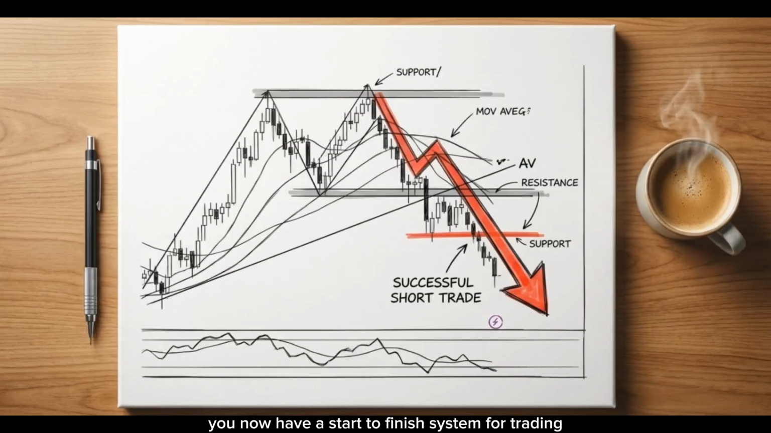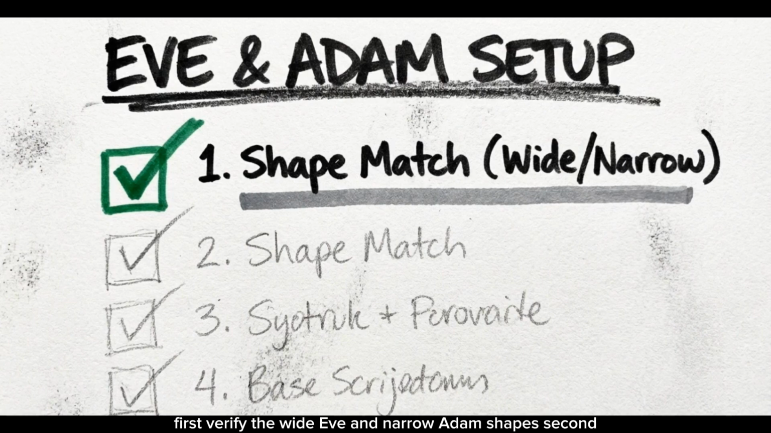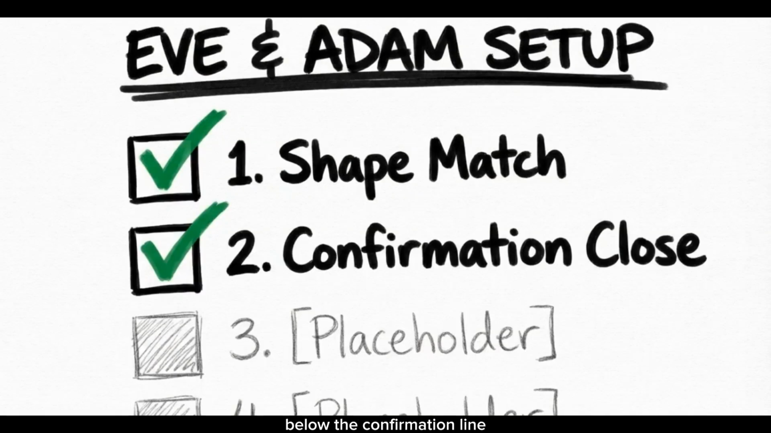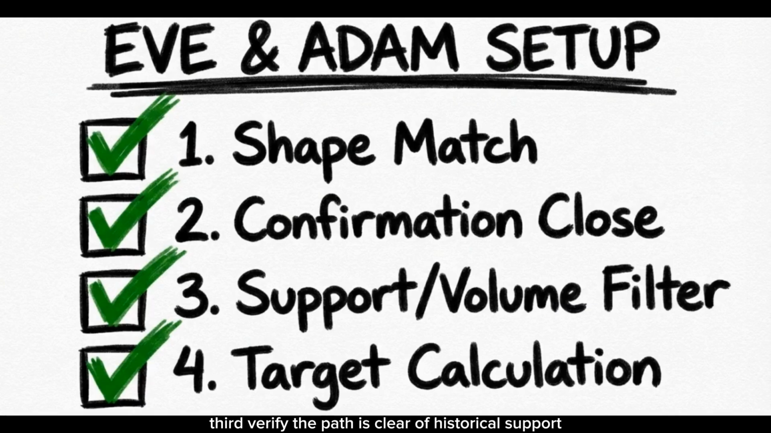You now have a start-to-finish system for trading the Eve and Adam double top. To review your 4 requirements: first, verify the wide Eve and narrow Adam shapes. Second, wait for the daily candle to close below the confirmation line. Third, verify the path is clear of historical support and check the volume. And fourth, calculate your half-height target.